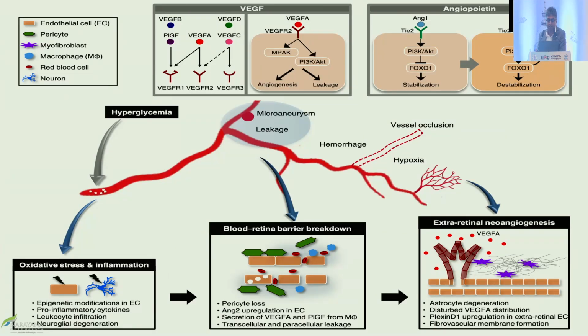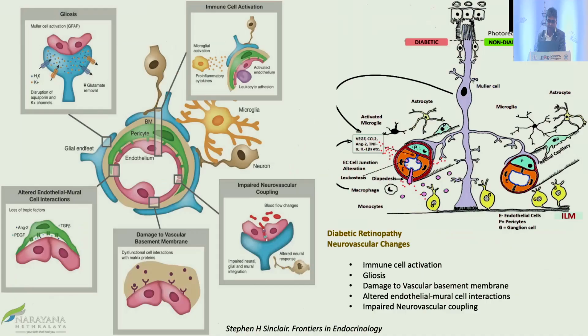This is again a slide showing what really happens to the blood retinal barrier. You can see the oxidative stress at the baseline here, which starts and causes leakage. You can see the blood retinal barrier breakdown. There could be neovascularization that happens. Ang2 and Ang1 are factors that act against each other, and VEGF is the main factor that we know and which has been targeted time and again.